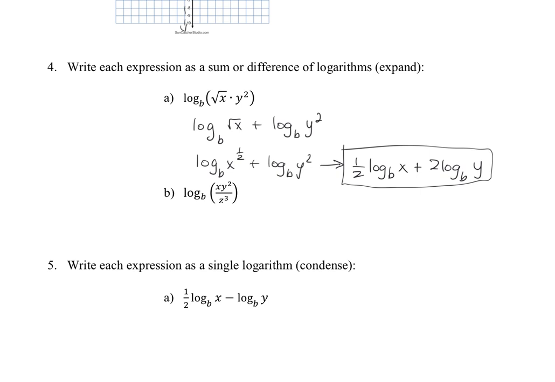For part B, this is a quotient inside here. So we're going to use the quotient rule, which says we can separate that using subtraction. So it's going to be log base b of the numerator minus log base b of the denominator. Now this has a product, so we need to separate this logarithmic expression into 2 more logarithms, to expand that product. So this one's going to expand into log base b of x plus log base b of y squared, and then we still subtract this log base b of z cubed.